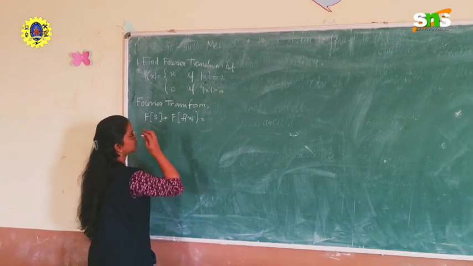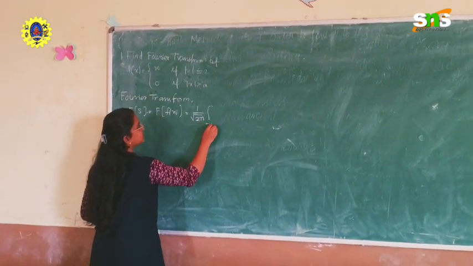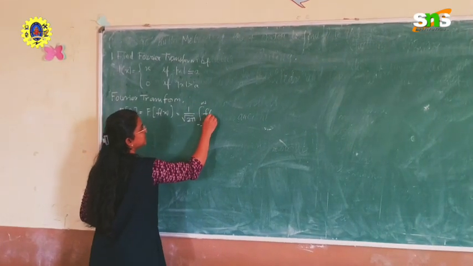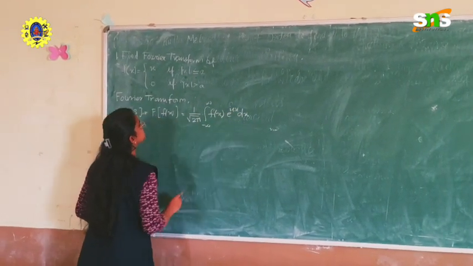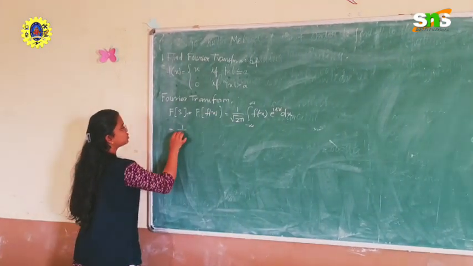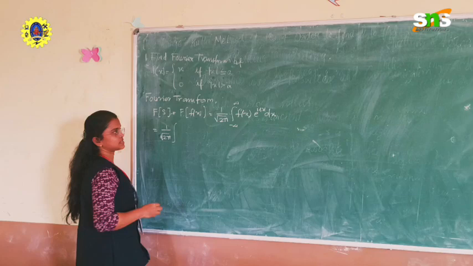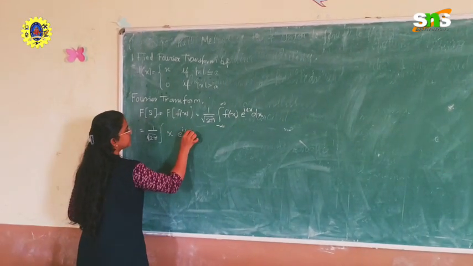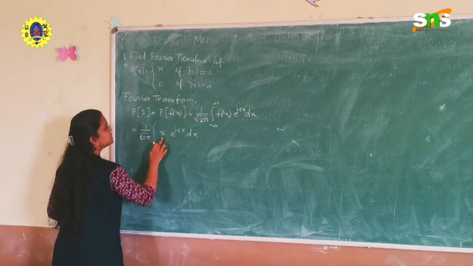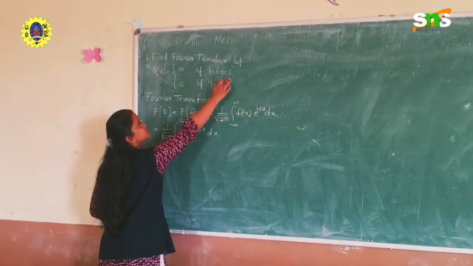The Fourier transform of f of x is equal to 1 divided by root 2 pi, integral from minus infinity to plus infinity of f of x e power i s x dx. So now you have to substitute f of x with the function x. So f of x value is x, e power i s x dx. The x limit is minus a to a, so here x varies from minus a to a.